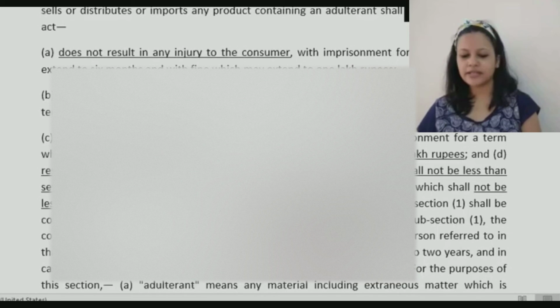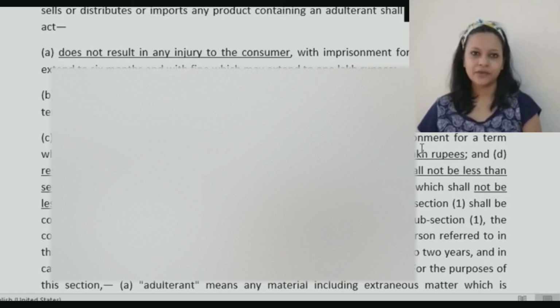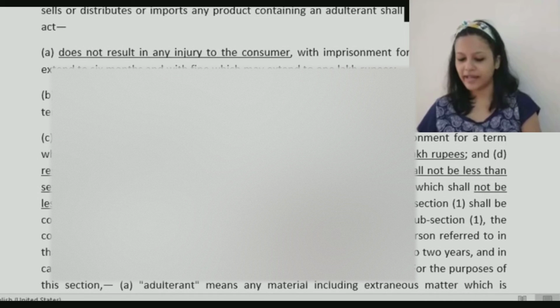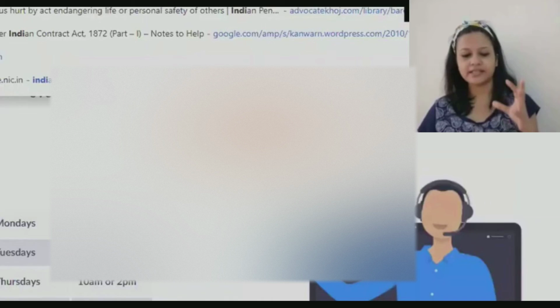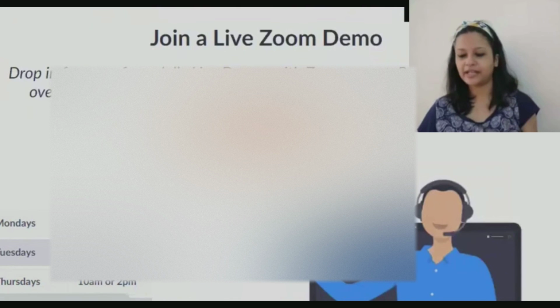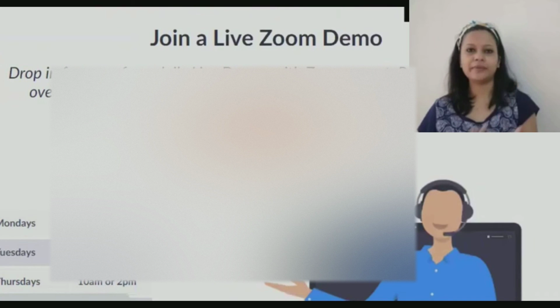Next one is causing injury resulting in grievous hurt to the consumer. It caused severe hurt to the consumer, but yes, the consumer did not die. All right, but severe hurt was caused. There it may extend to 7 years or with fine which may extend to 5 lakhs rupees. So depending on the severity of the result, right? What is the outcome of this certain act? Based on the outcome, we are deciding what will be the punishment.